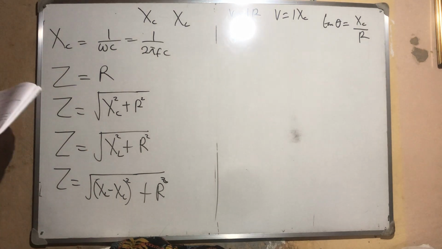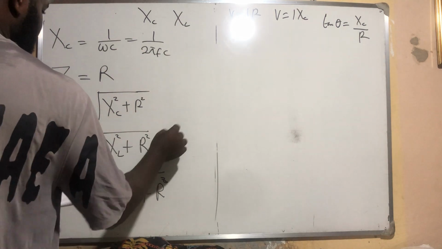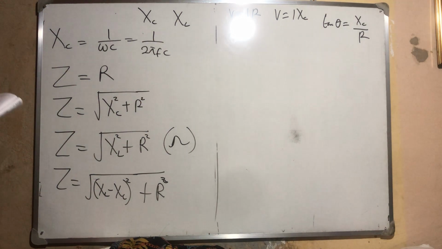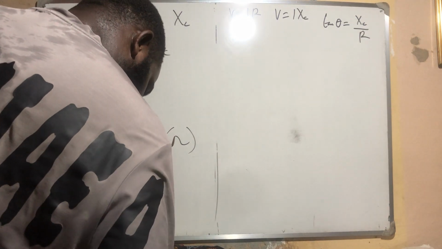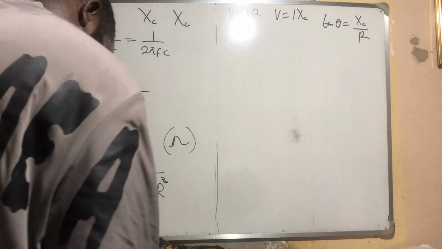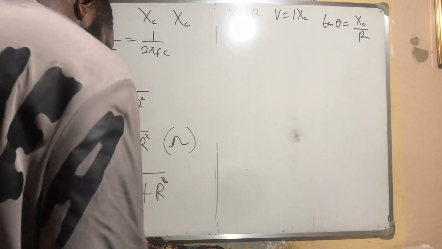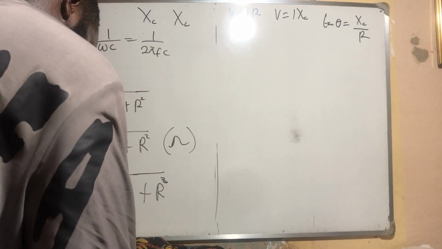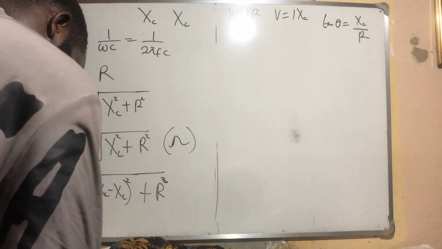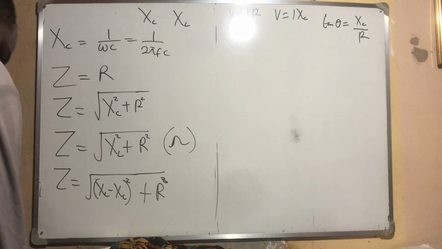These formulas are very, very important for you to note. And don't forget that your impedance is a resistance, so it is measured in ohms. This is the symbol for ohms. Okay, so the next thing we'll talk about is the power in an AC circuit. Then after that, we will solve calculations.